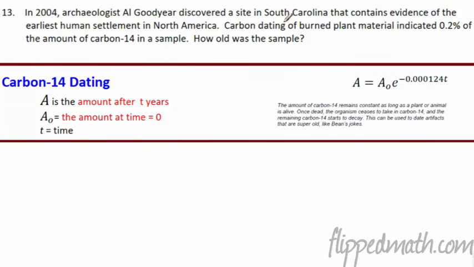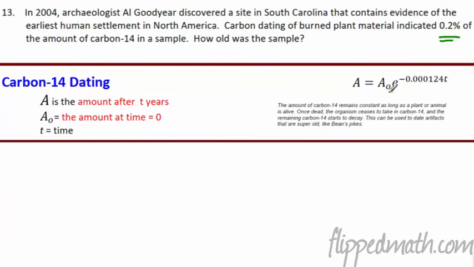We have an archaeologist who discovers a site in South Carolina that contains evidence of the earliest human settlement in North America. Carbon dating of a burned plant material indicated 0.2% of the amount of carbon-14 in the sample. How old is the sample? All right, so there's our word problem. Here is our formula that we use.